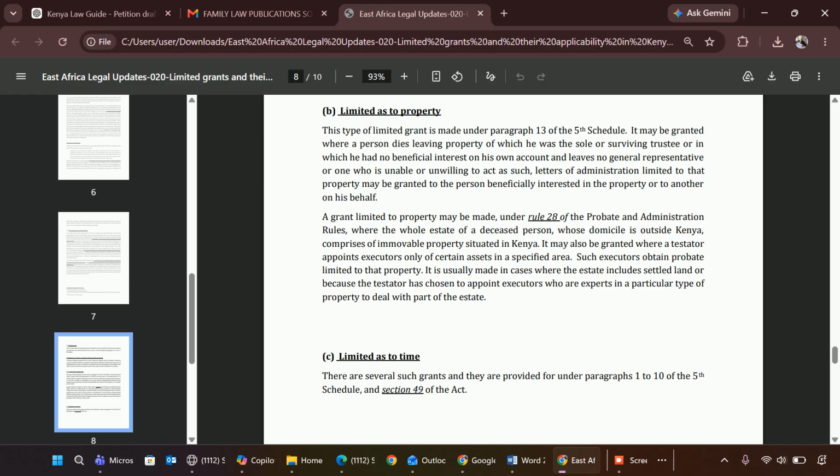Domicile has arisen. There is a deceased person whose domicile is outside Kenya and comprises of immovable property situated in Kenya. This is one example where you will move court for a limited grant limited to that property.